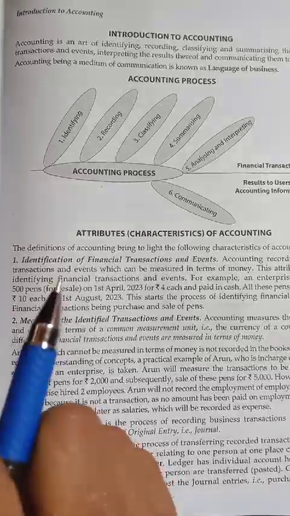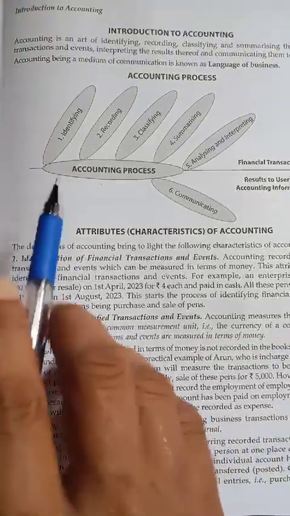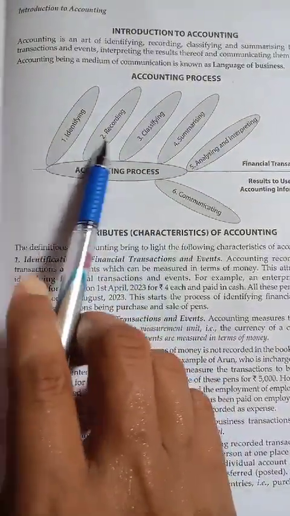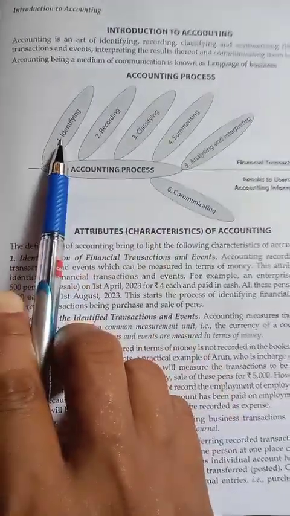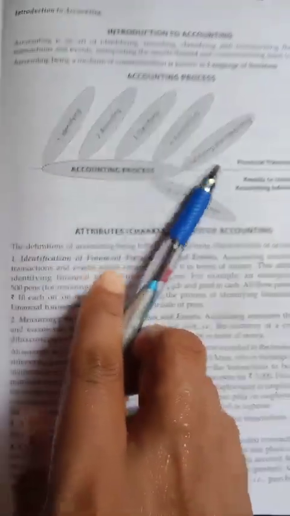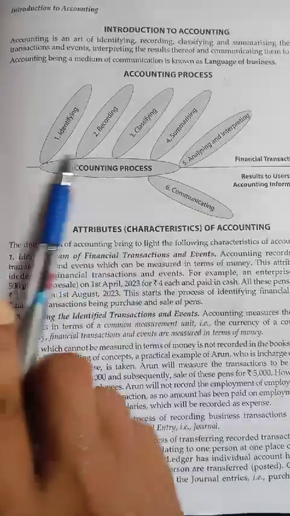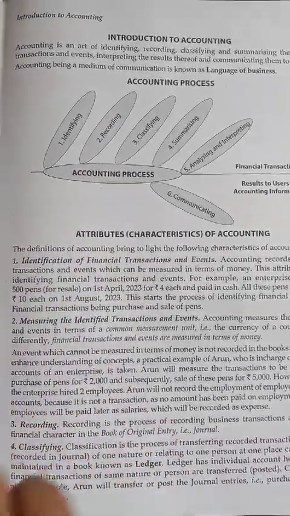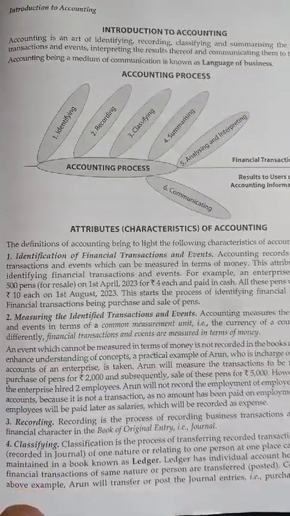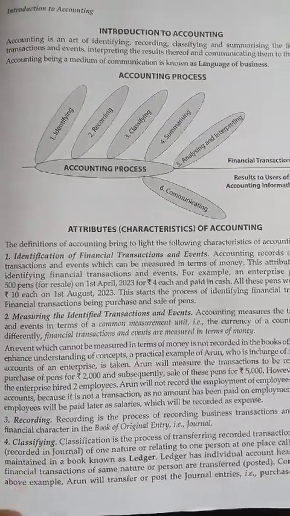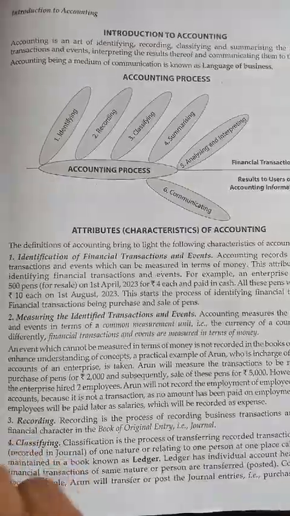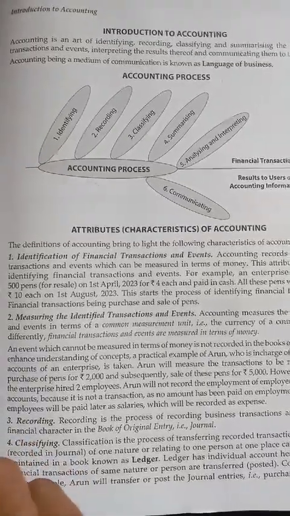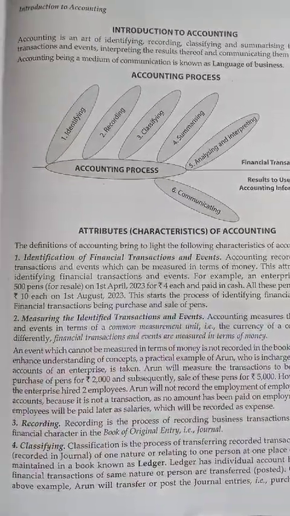And if we want to calculate, then we have to follow some steps, one by one: identification, recording, classifying, summarizing, etc. This is called the accounting process, and in each and every organization this process will be used. So today I have discussed the accounting process. Next day I will discuss another topic. Thank you.